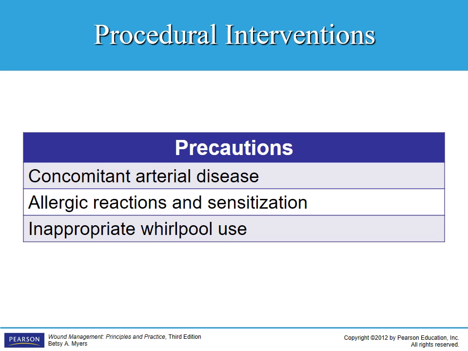What are the precautions if they have arterial disease along with the venous insufficiency, if they have any allergic reactions or are sensitive to any of the procedures that you're doing, or inappropriate whirlpool use? Again, I think we talked about this during the lecture on modalities. A venous insufficiency ulcer is very wet. There's absolutely no reason to put them in a whirlpool in a dependent position with their legs hanging down. First of all, you're increasing the edema because you're putting them in a dependent position, and you're putting them in a wet whirlpool when it's already a very wet wound.